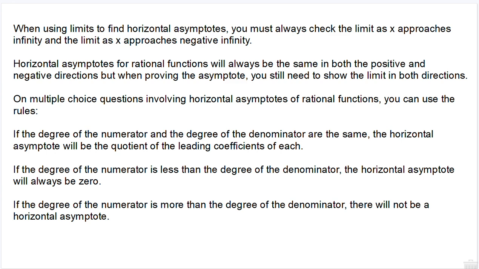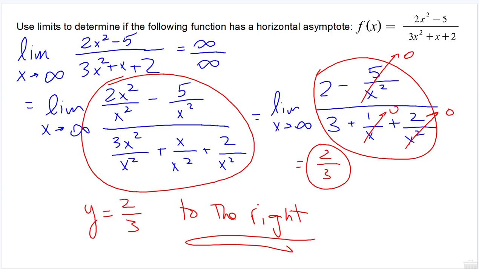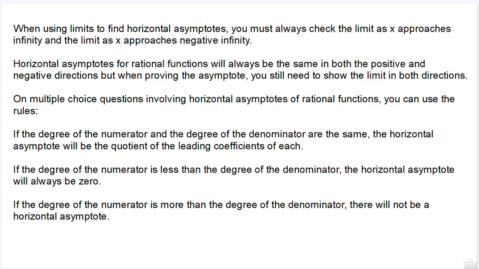first of those rules is if the degree of the numerator and the degree of the denominator are the same, the horizontal asymptote is the quotient of the leading coefficients of each. So if we go way back to the second problem we did, we had the same degree. And so all we really have to do to find that horizontal asymptote is divide the leading coefficients. Divide 2 by 3, right? We got y equals 2/3. So that's the first rule.